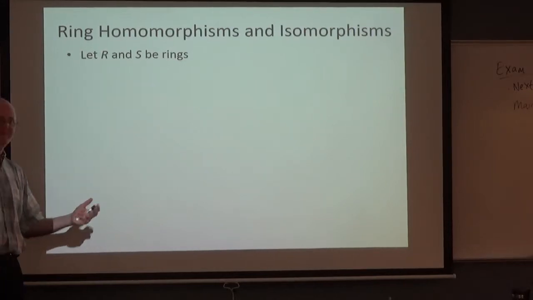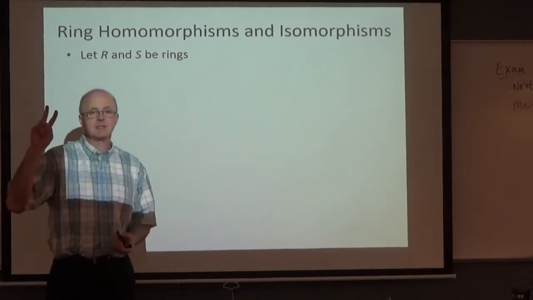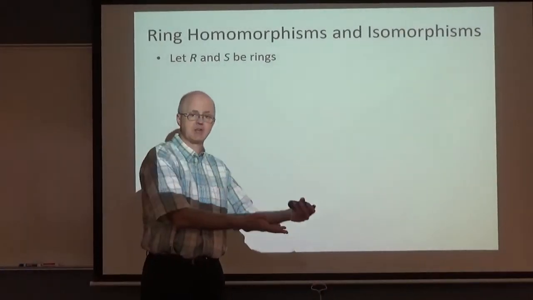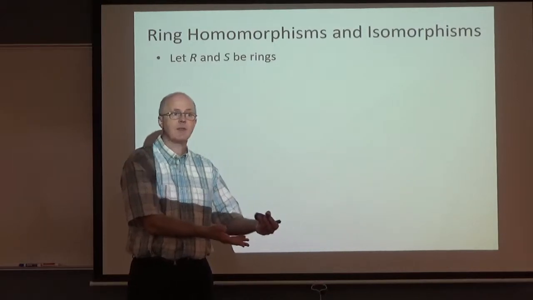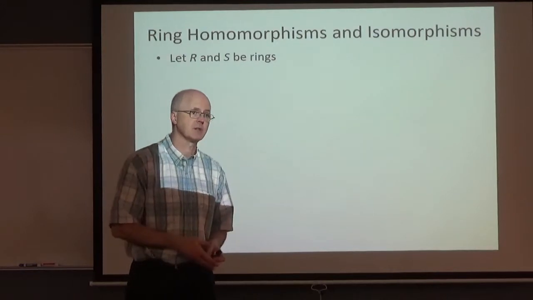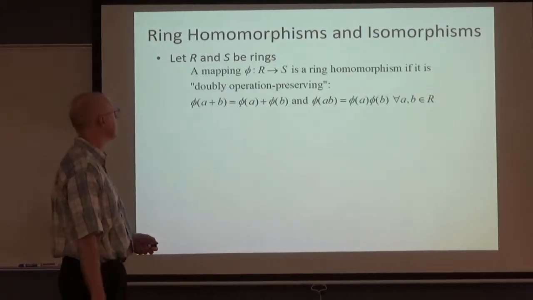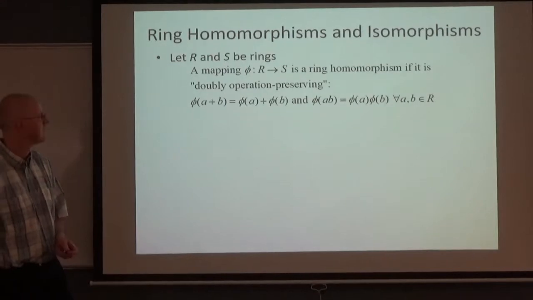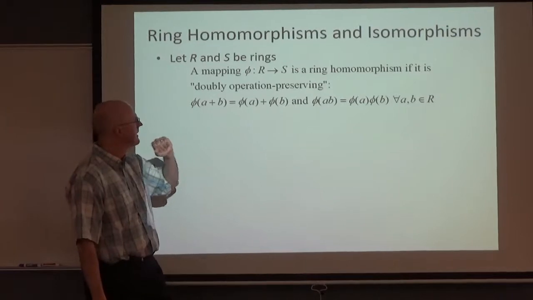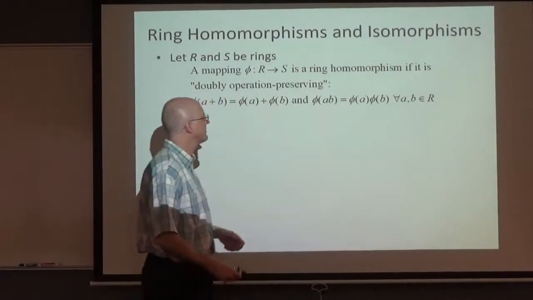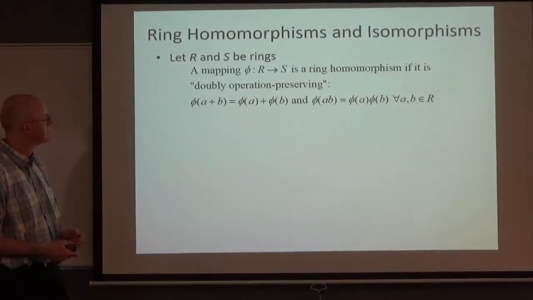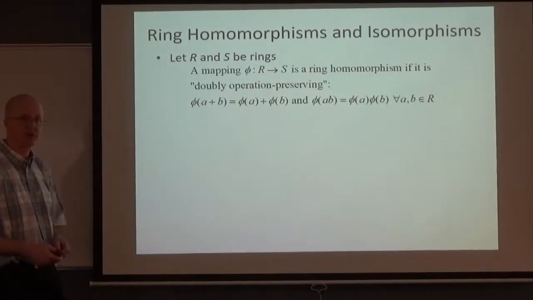You've got 2 rings. That means you've got 2 operations in each ring, addition and multiplication. You want ring homomorphisms to be the natural generalization of group homomorphisms. You want them to be operation preserving, not just with respect to addition, but also with respect to multiplication. I call that doubly operation preserving. So phi of a plus b should equal phi of a plus phi of b. And phi of a times b should equal phi of a times phi of b. And as I remarked on Friday, the pluses and multiplications are done in each ring respectively, as appropriate.